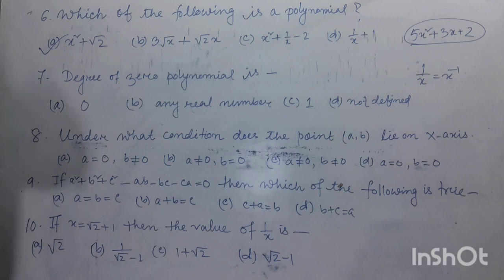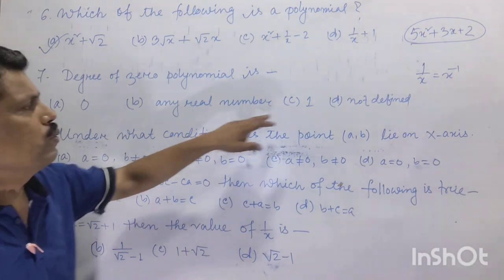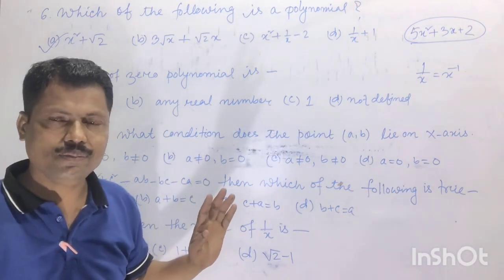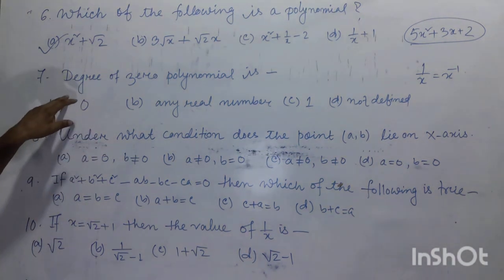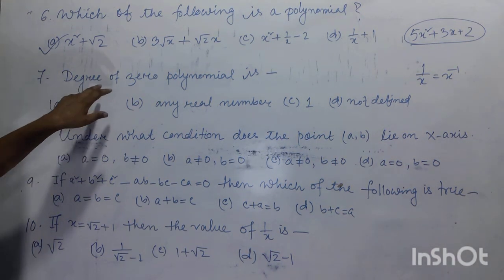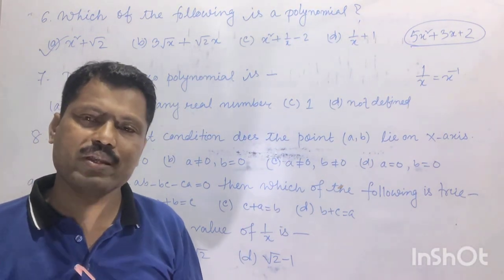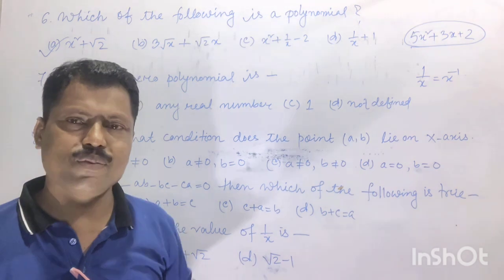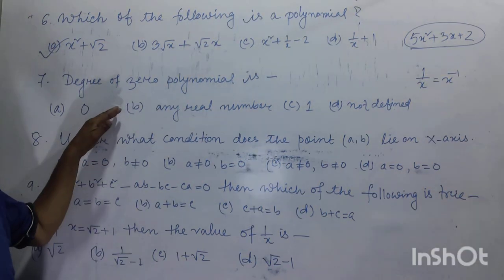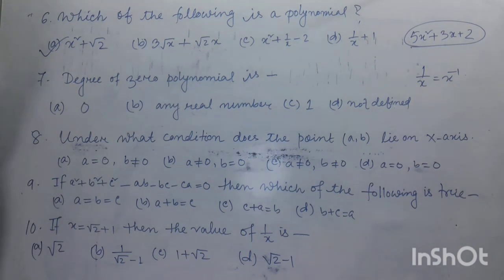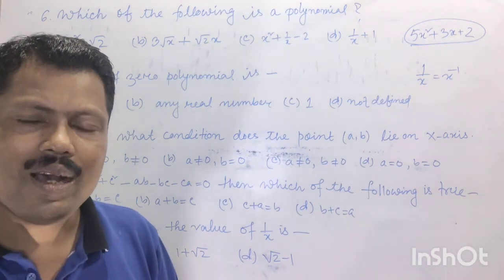Degree of zero polynomial is: 0, any real number, 1, or not defined. Before this we should know what a zero polynomial is. A zero polynomial is a polynomial where all the coefficients of the variables are 0. At that time we can say that the polynomial is a zero polynomial.